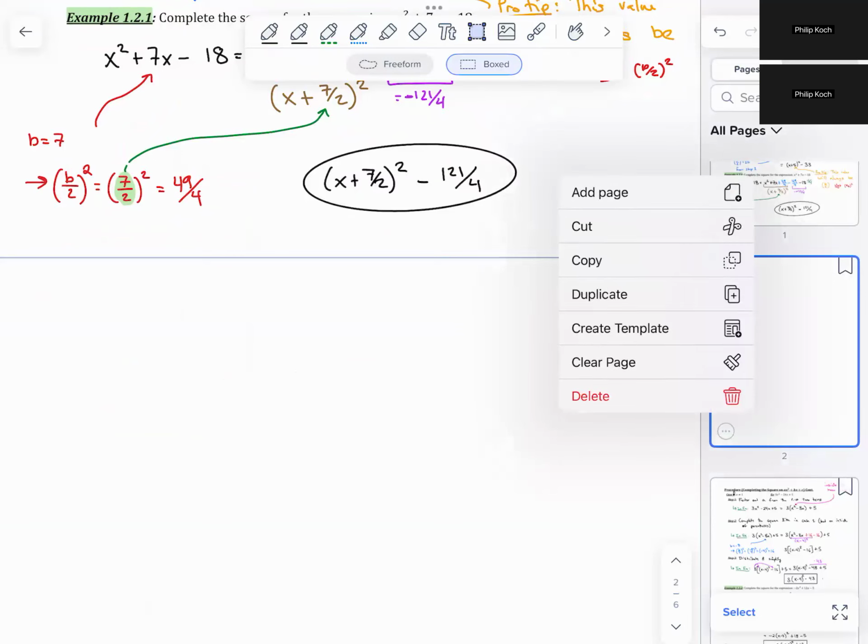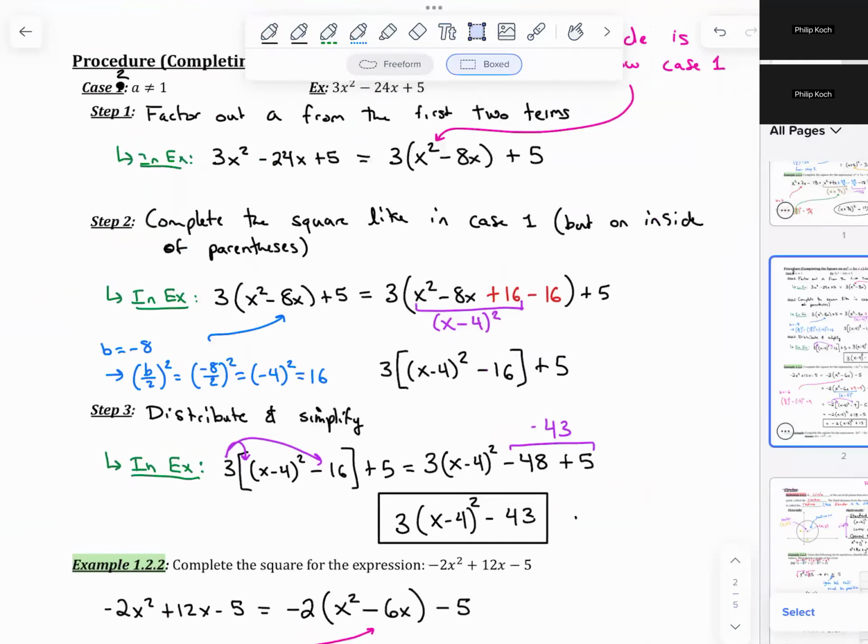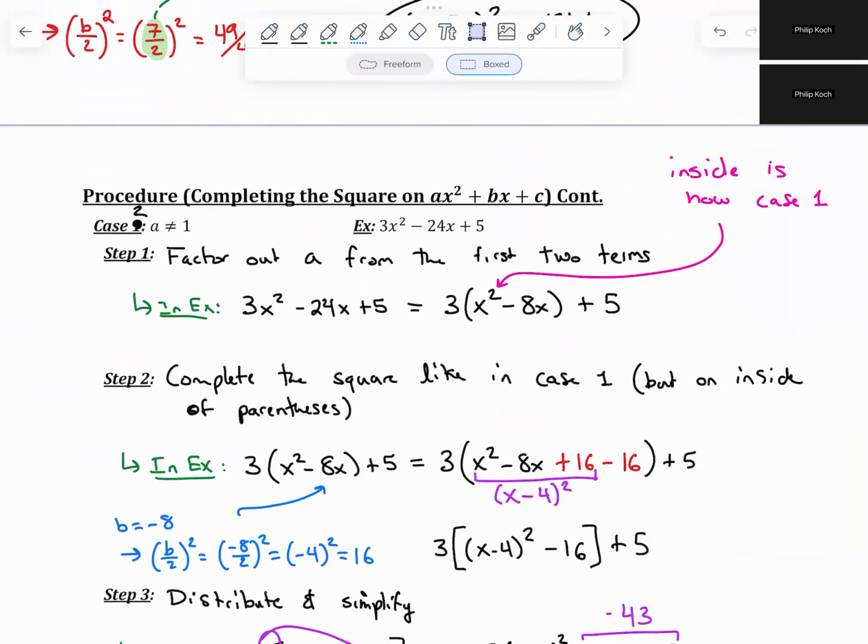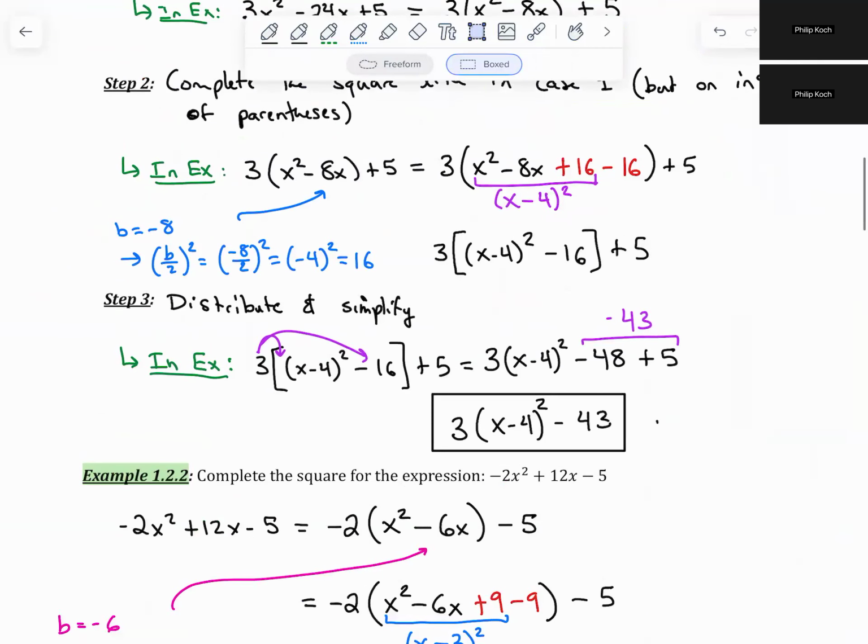Let me delete this page now. So the only difference between case 1 and case 2 is that case 2 is where your leading coefficient is not 1. In which case, what you do, it's just a clever trick. You say, well, I know how to do it for case 1, so why not just factor out the a term from the first two things and then complete the square on the inside? And that's how we do it. The added step that makes things a little bit difficult that we were discussing is then you have to distribute. And remember, this 3 can't go inside the parentheses because it's not being raised to the second power.